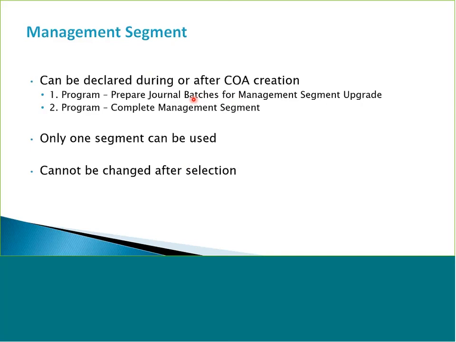Okay. So you run these two standard requests, and you should run them in this order. The first one you run is Prepare General Batches for Management Segment Upgrade. And then once this program has run and is completed, you run this second one, Complete Management Segment. And that way you will be able to declare your management segment.